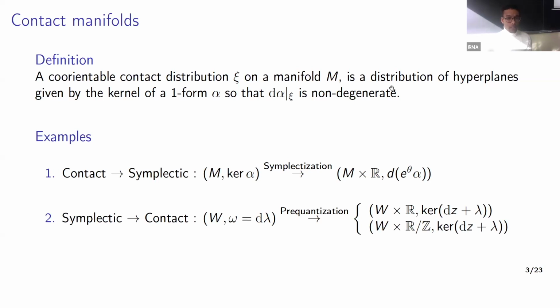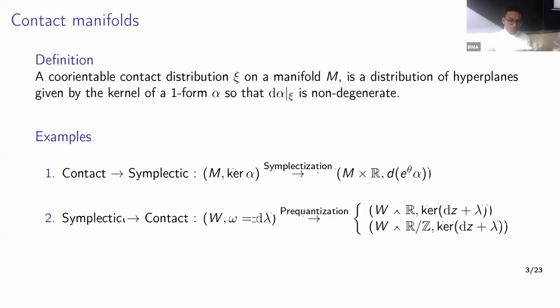There are links between contact and symplectic manifolds. One of them is to go from a contact manifold to a symplectic manifold by the process of symplectization, which is not the process we will work with today. For symplectization, you take a contact manifold, take the product with R, and you get a symplectic manifold by taking a suitable symplectic form. The thing we will be more interested in today is to go in the other direction: you start with a symplectic manifold and then associate to it a contact manifold.